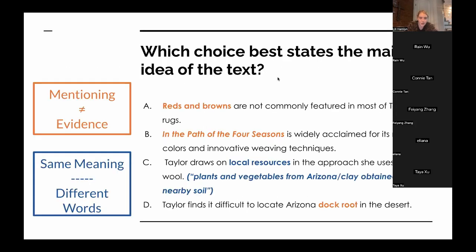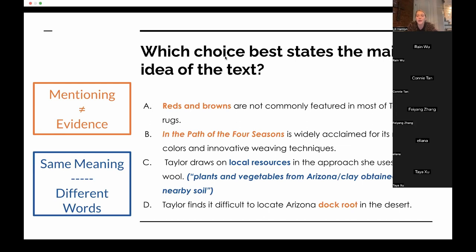We also need to remember, and I know that I've told some of you this a lot, that a mention is not evidence. We always want to imagine that evidence is more important: evidence over mention. Just because some words or phrases in the text show up in an answer choice, it doesn't mean that it's the correct answer. In fact, often it's a trap as well, right?